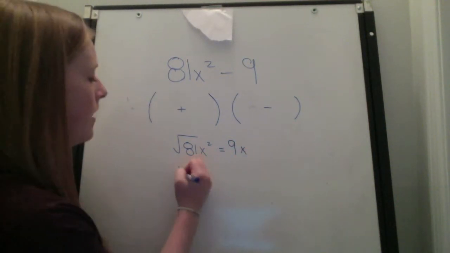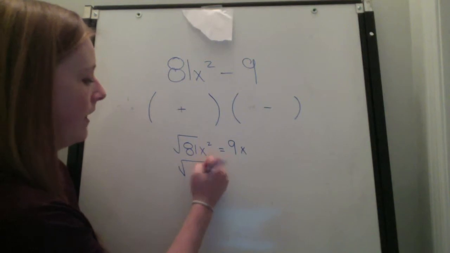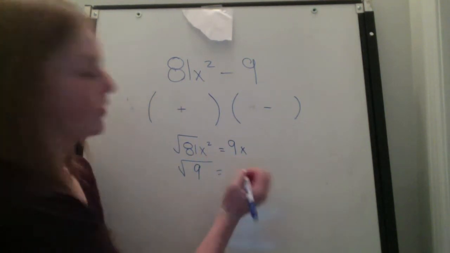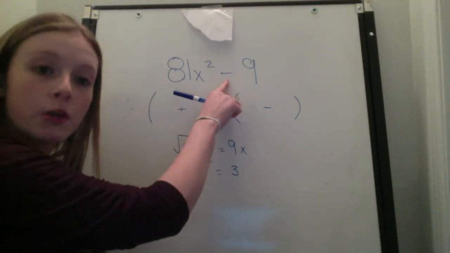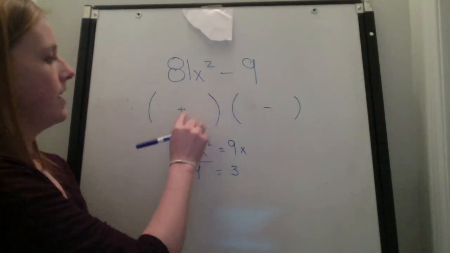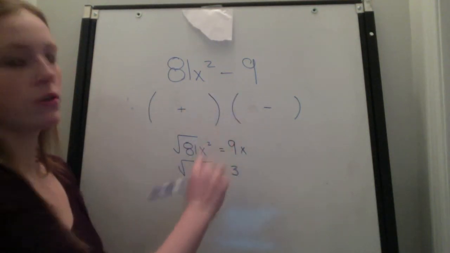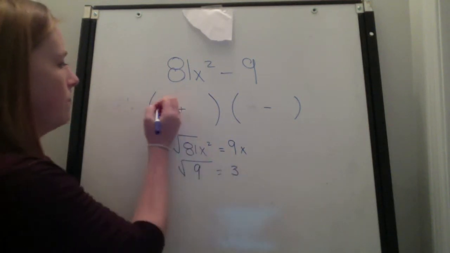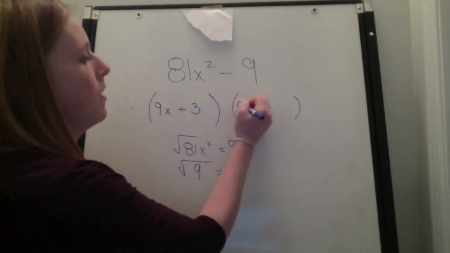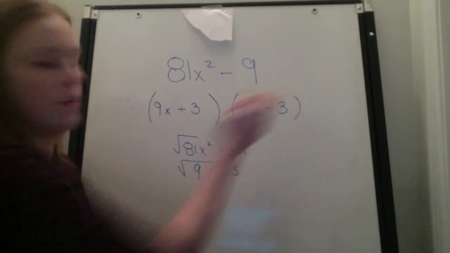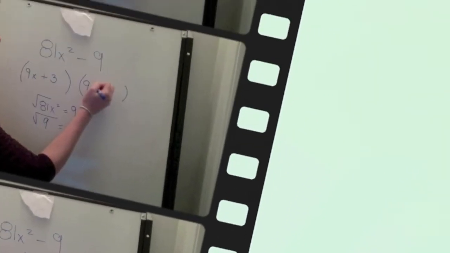Then we're going to find the square root of 9. And we know that that is 3. We are not going to find the square root of negative 9 because these are going to be what's in the binomials. So now all we have to do is write these in, and our problem is solved.